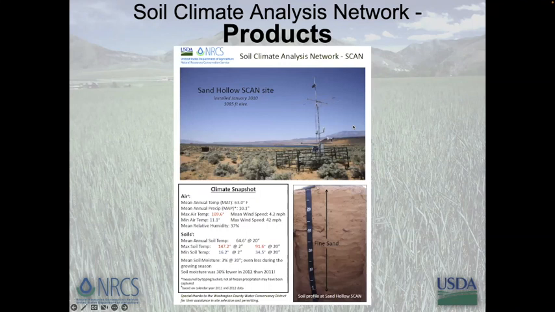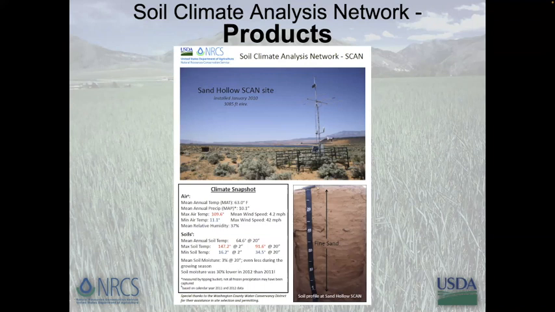As I mentioned, the product development has been super limited, but the little bit of time I've had to develop stuff has yielded some really interesting results. This is just a quick summary sheet of one site, the Sand Hollow SCAN site. It's in the warmest corner of Utah in a thermic soil temperature regime. It's our corner of thermic. That doesn't mean anything really, but something to say. Maybe to Dave it means something.